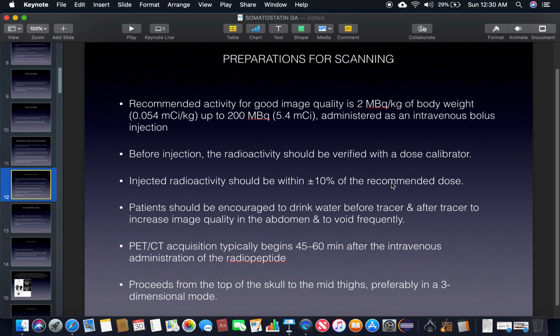You cannot exceed the dose, and the patients are encouraged to drink water before and after the injection and to void frequently, which is a sort of instruction that we give to more or less most of the patients who come to nuclear medicine. Now, PET CT acquisition typically begins 45 to 60 minutes after the injection, and you start scanning from the top of the skull to the thighs.